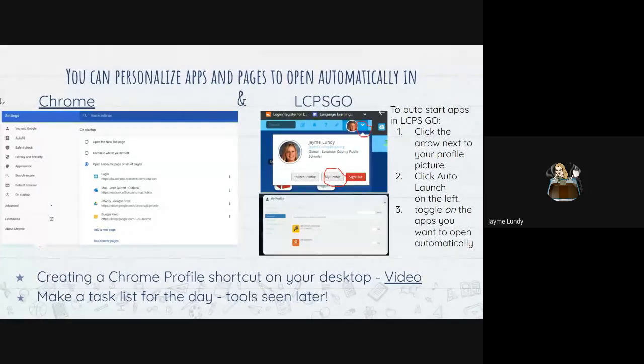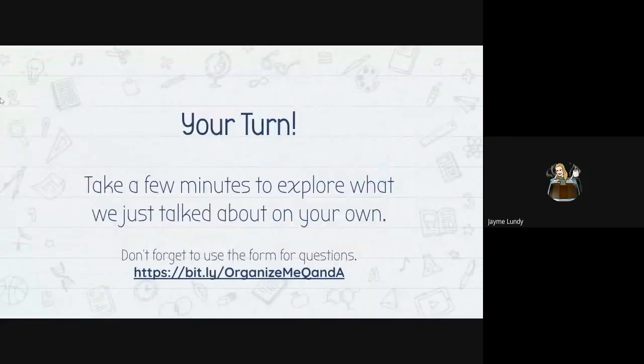So for me personally, this is what I do. I go into my LCPS Go. I have a little profile on my desktop for my work Google account. I click on that. I go up there to LCPS Go, and then automatically I have mine set to open Schoology and my email, and I think it used to have it for Phoenix too, but you can just figure out which ones work best for you and set those ones up.